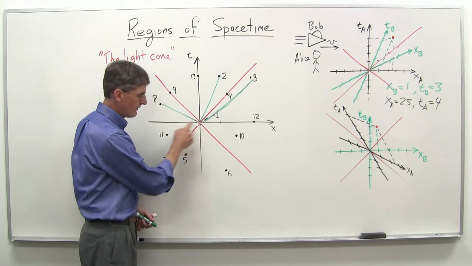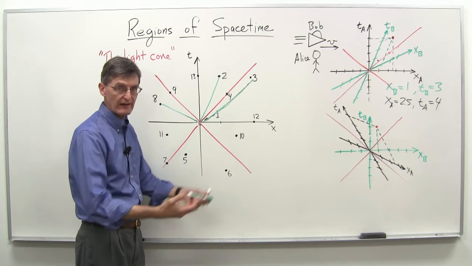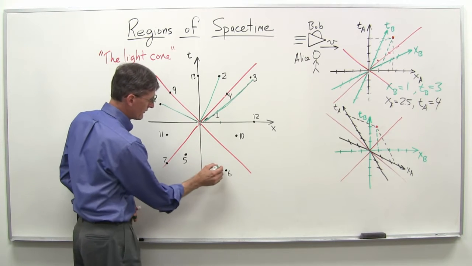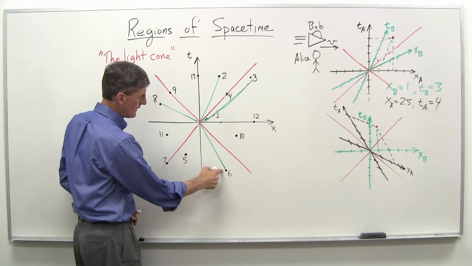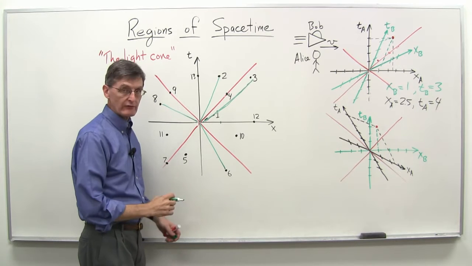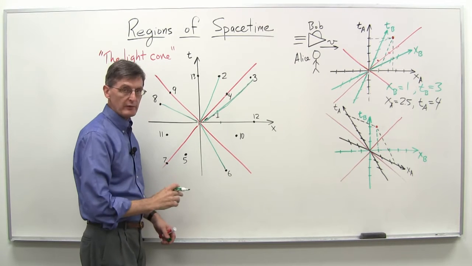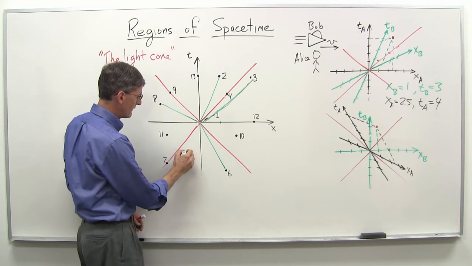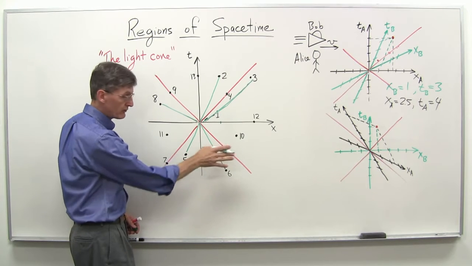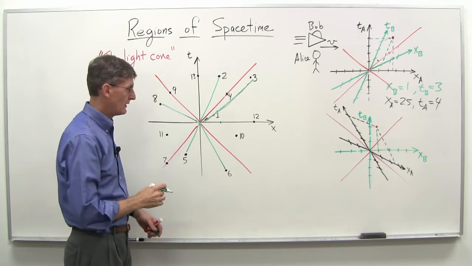Well, I can make it there in time to deliver that message and affect the event there if I'm at 6 here, because that world line to get from there to there has a slope that tells me the speed is less than the speed of light. Same thing for 5 here. If I'm over here, I'm traveling in the positive x direction to get there. I can make it in time to get there.